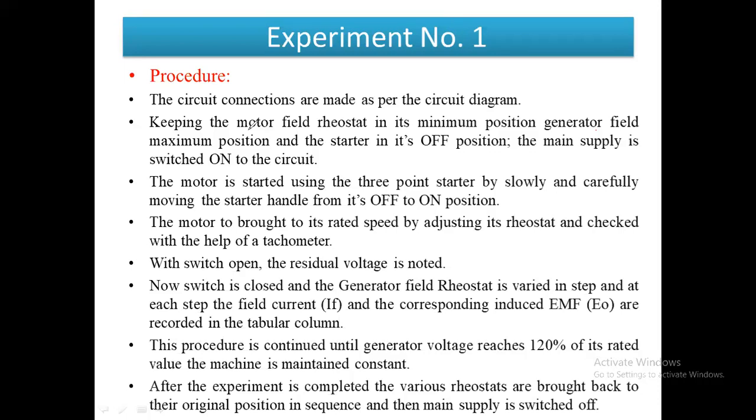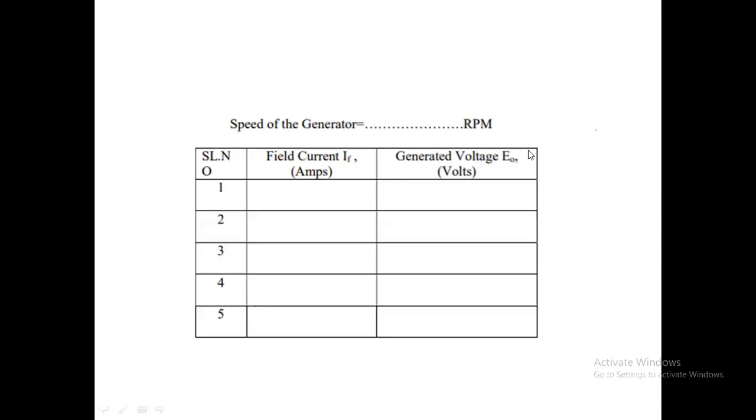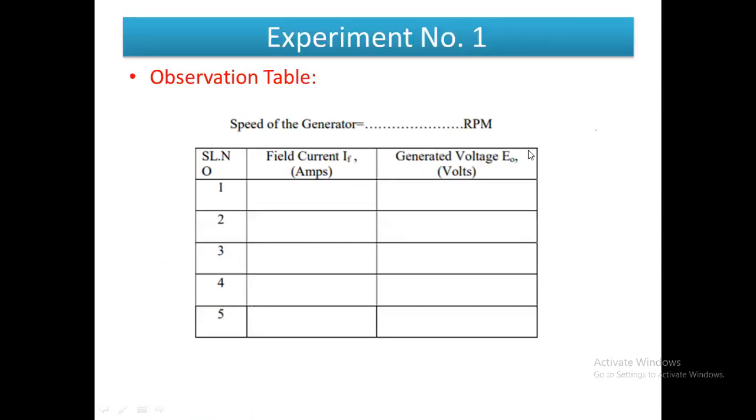Okay, so this is the procedure for conducting this test. Now this is the observation table.